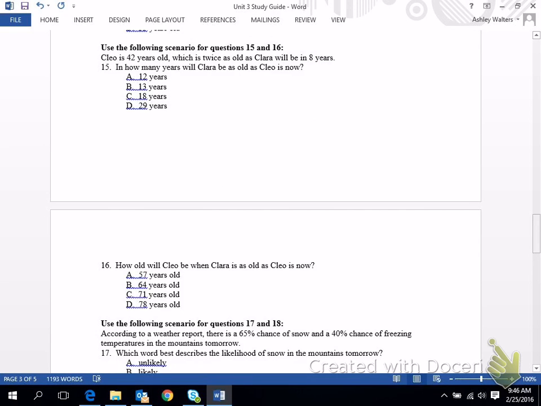Now we're going to use the following scenario for questions 15 and 16. It says Cleo is 42 years old, which is twice as old as Clara will be in 8 years. And how many years will Clara be as old as Cleo is now? So Cleo is 42. And that is the age that Clara will be in 8 years if we multiplied it by 2, because it says twice Clara's age in 8 years.